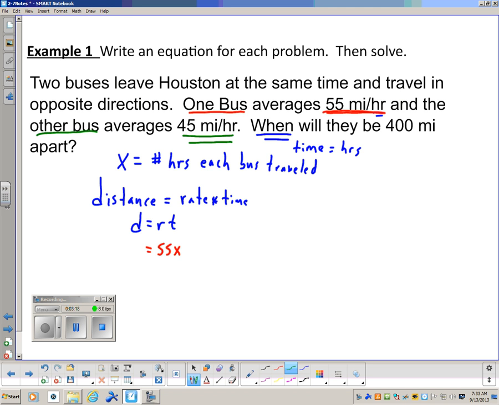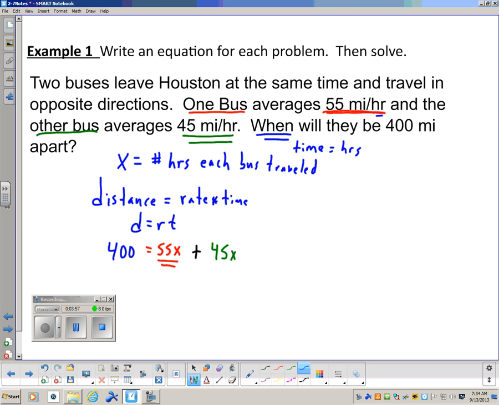And it says, when will they be 400 miles apart? So we're going to have to add these two together, because we want the distance. The distance that bus 1 travels is 55x. The distance that the other bus travels is 45x. Together they have to be 400 miles apart. So we take distance plus distance, and it'll give us the total distance that the two of them are apart, and we can solve that for x and find out how much time they traveled.